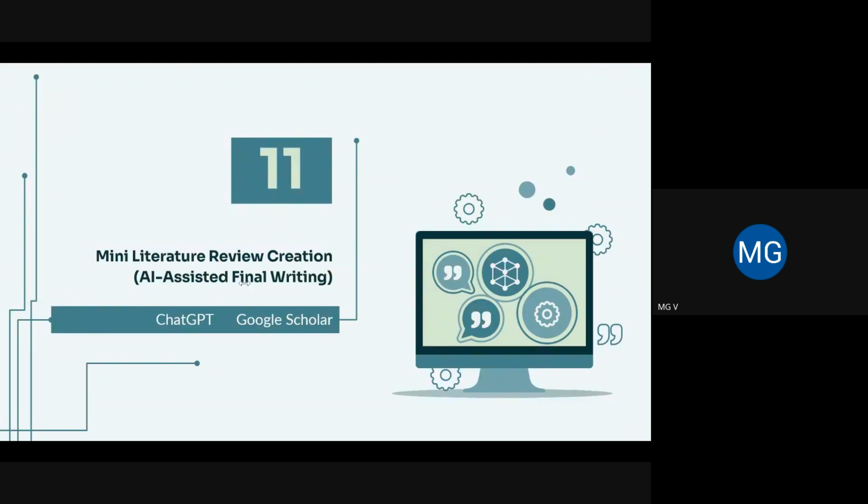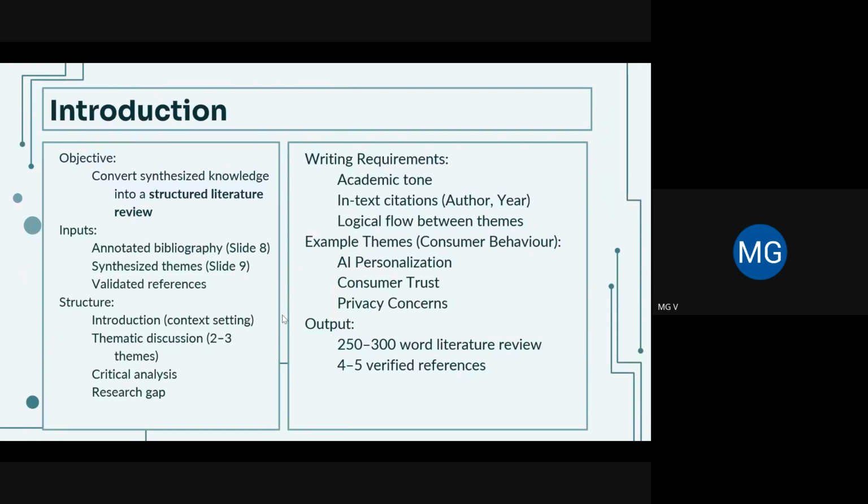Now, mini literature review creation, AI-assisted final writing, making use of ChatGPT and Google Scholar. At this stage, participants will convert their synthesized knowledge into a structured mini literature review, which is a critical component of any research paper. The process begins by organizing insights from annotated bibliographies and thematic analysis into a coherent narrative.